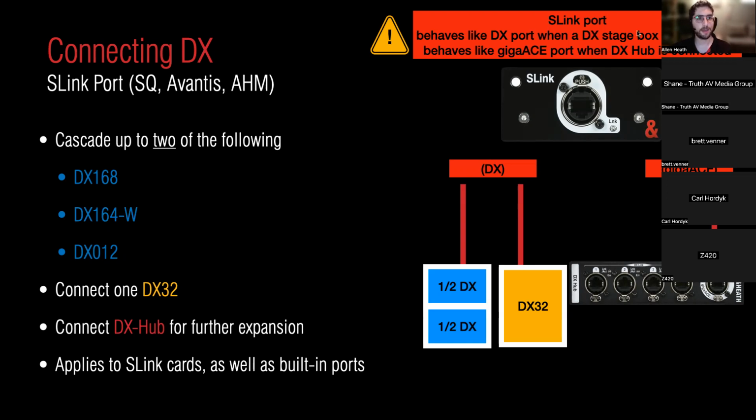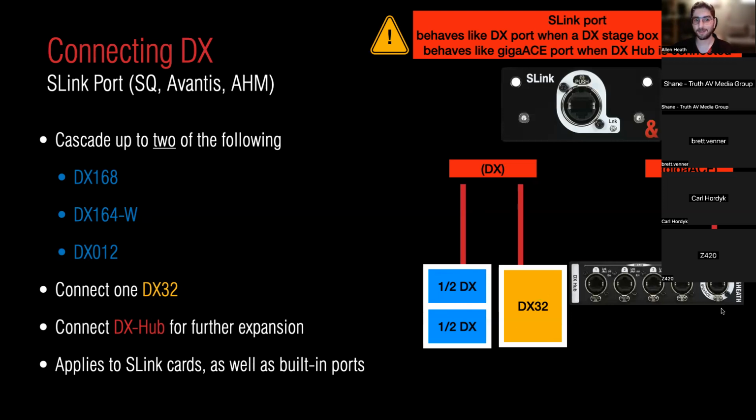And it's important to note that an S-Link port is kind of like a chameleon. Depending on what you connect to it, it can behave differently. So you can connect a DX stage box directly to it, and then it will behave just like a DX port. It can go up to 32 channels. So you could put 2 DX168s or a DX168 to a DX012 or DX164W to a DX168, whatever you want, or a single DX32, and then it's just operating like a normal DX port.